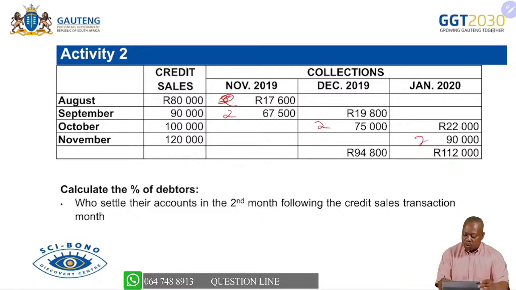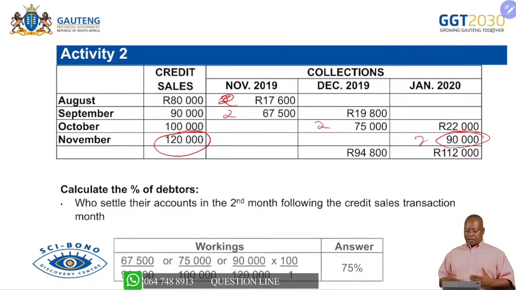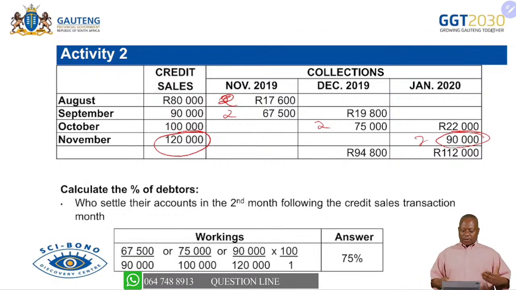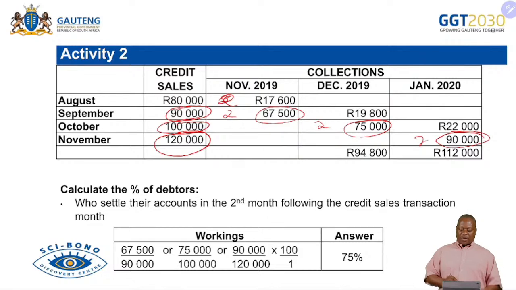If we decide to use January, we are taking the 90,000 over the 120, and then we multiply by 100 to find the percentage that we need. So you can see it's going to be like this. It's either we use 67,500 over 90, or we use 75 over 100, or we can use 90 over 120. Whichever one we want to use, the answer will always be 75%.